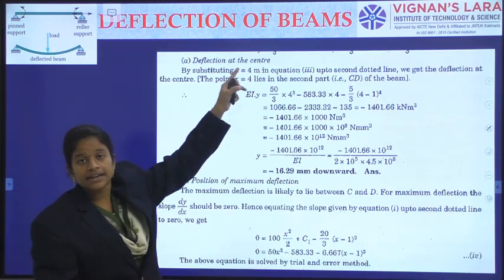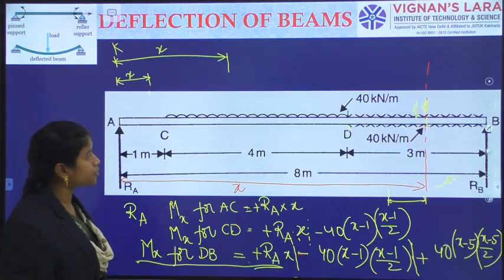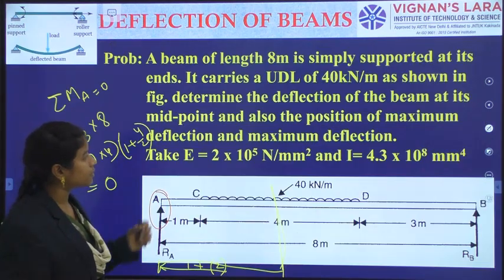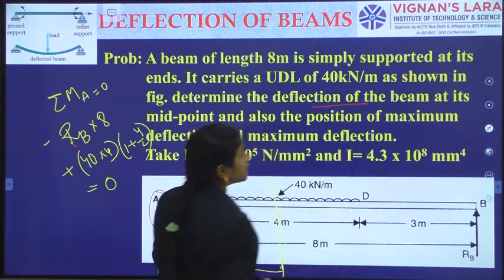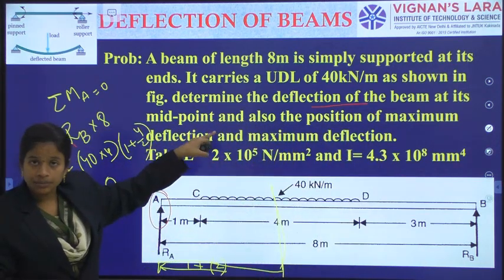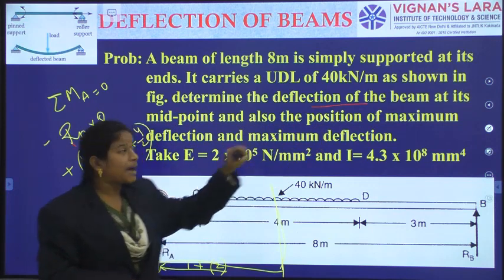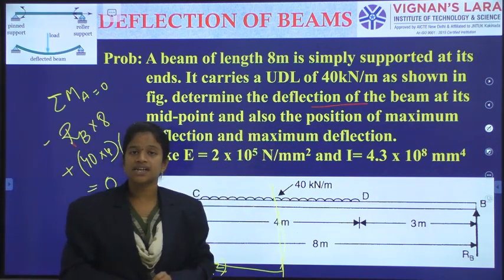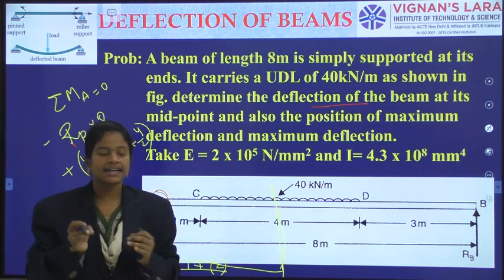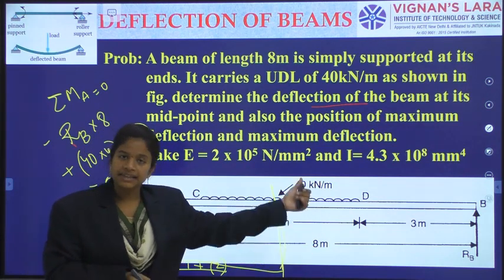So, I am calculating deflection at the center as they have asked in our problem. So, what they have asked? I should have to calculate deflection at the midpoint of the beam. I should have to calculate the maximum deflection position, and also I should have to calculate the maximum deflection answer. Yes, simply indicating overall 8 meter length and center.